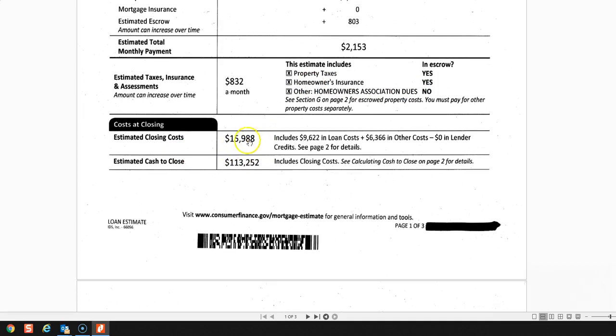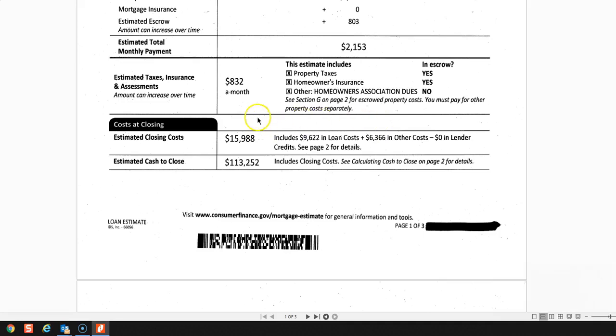Next is the estimated closing costs. This is one that really confuses people because people see that and it's always a large number, or at least in most cases, it is a large number. And it's because it includes all the closing costs, including the ones the seller's paying, and it includes all the prepaids and escrow accounts set up without giving credit for what's called the tax proration.